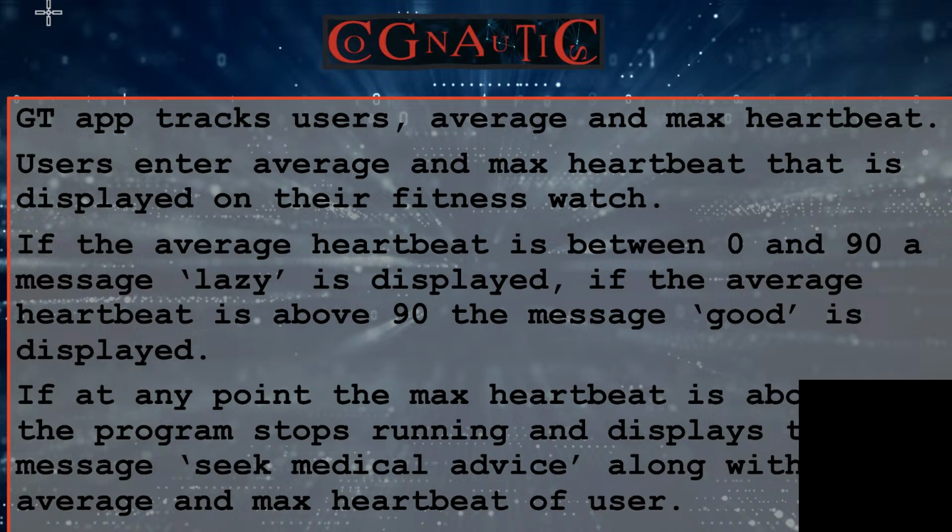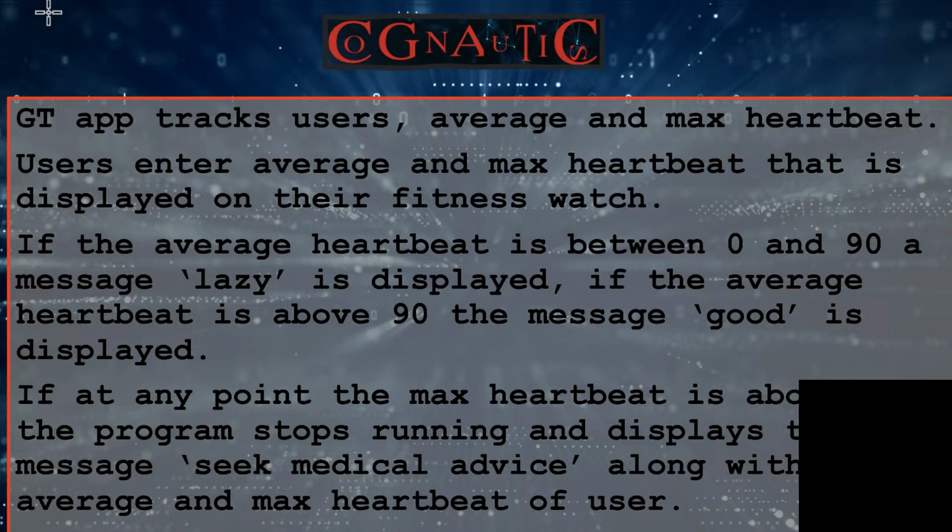Let's have a look at this one. Same again. GT app tracks users' average and maximum heartbeats. Users enter, here's the input, average and maximum heartbeats displayed on their fitness watch. So the user's going to type in like 95 average heartbeat, maximum heartbeat 120.